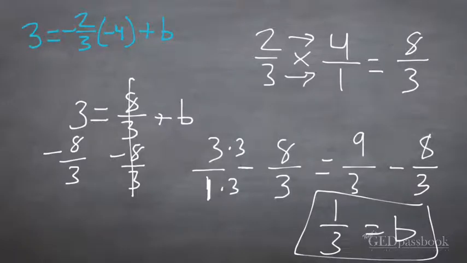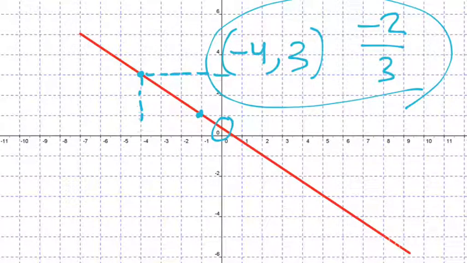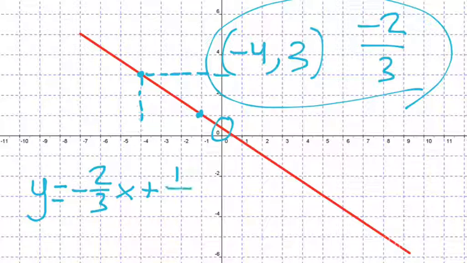You found your B. Do you know what the final linear equation looks like for this specific line? It looks like this. Y equals negative 2/3 x plus, what was it? 1 over 3. This is the final linear equation. You put everything together. Whew! Did that make sense?